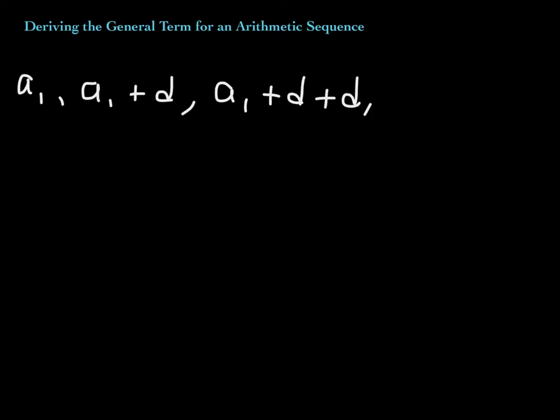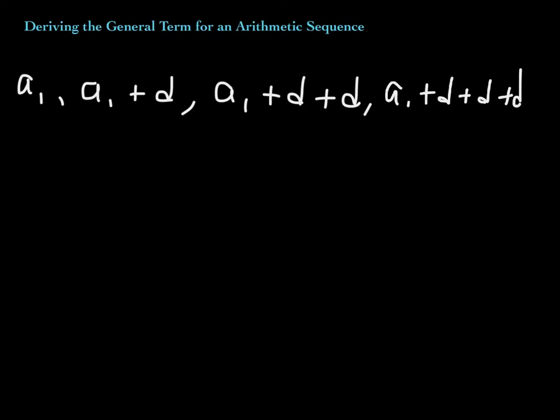Okay, that's the third term. And I hope you can see a pattern already. In order to get the fourth term, we've got to go to the previous term, which is right here, and add another d to it. So a sub 1 plus d plus d plus d, and etc. All right? So I want you to notice the pattern, everybody.